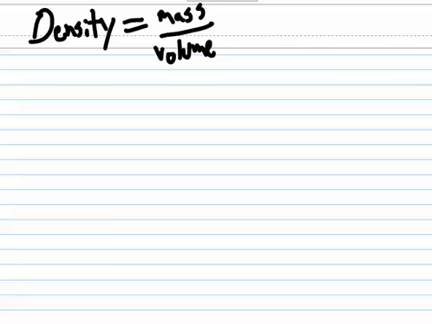If you don't know them, mass is the amount of matter, typically measured in something like grams or kilograms, and volume is the amount of space, typically measured in liters or maybe cubic meters, some size unit.